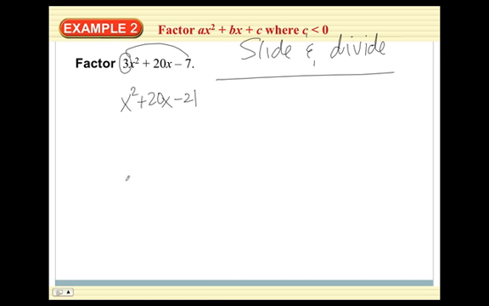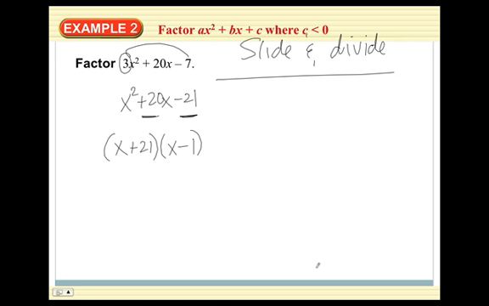Step 2, factor like normal. Factors of negative 21 that add up to 20, which are x plus 21, x minus 1. Now the problem with this method is when people get this far, they think they're done because they factored. But you didn't factor the original. You factored that thing in the middle.